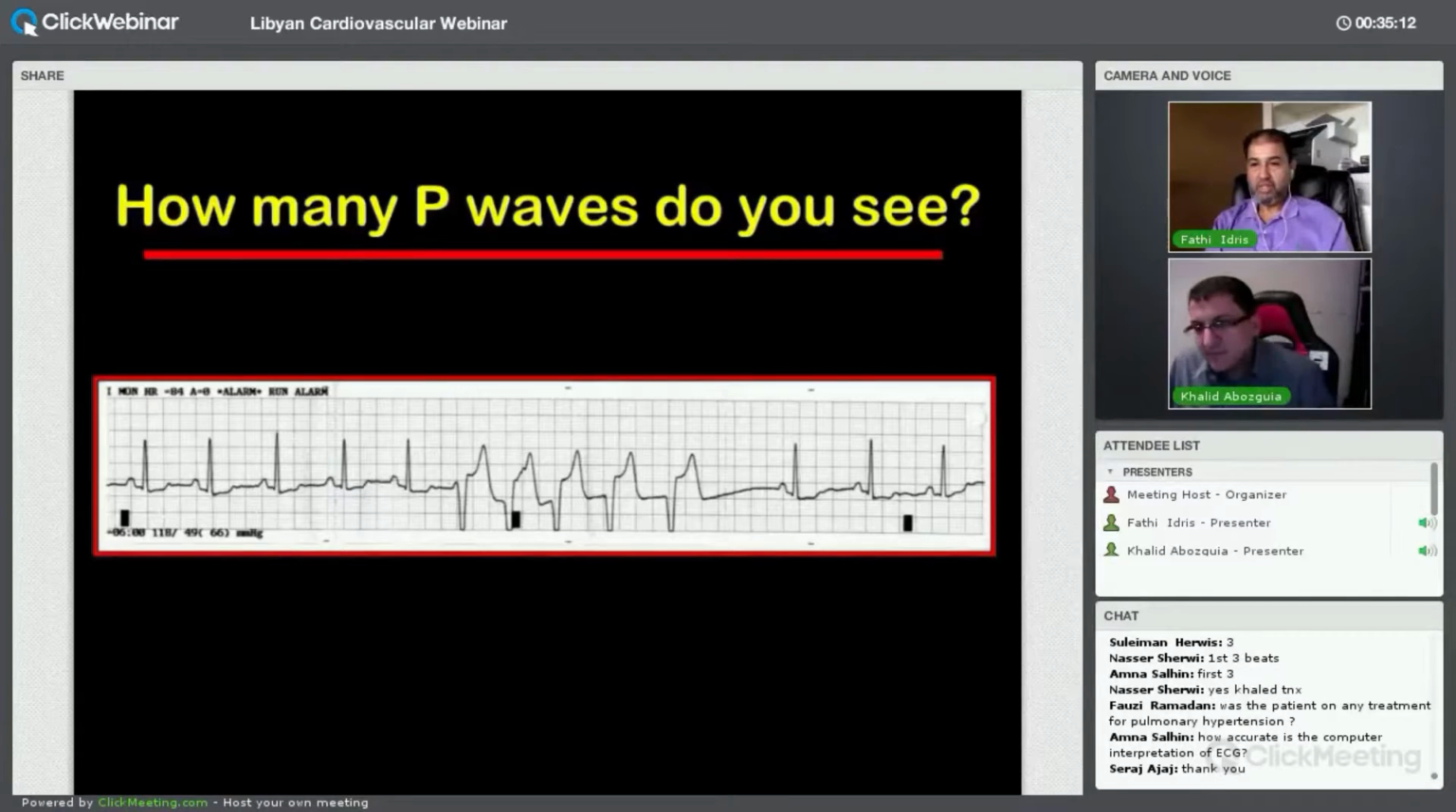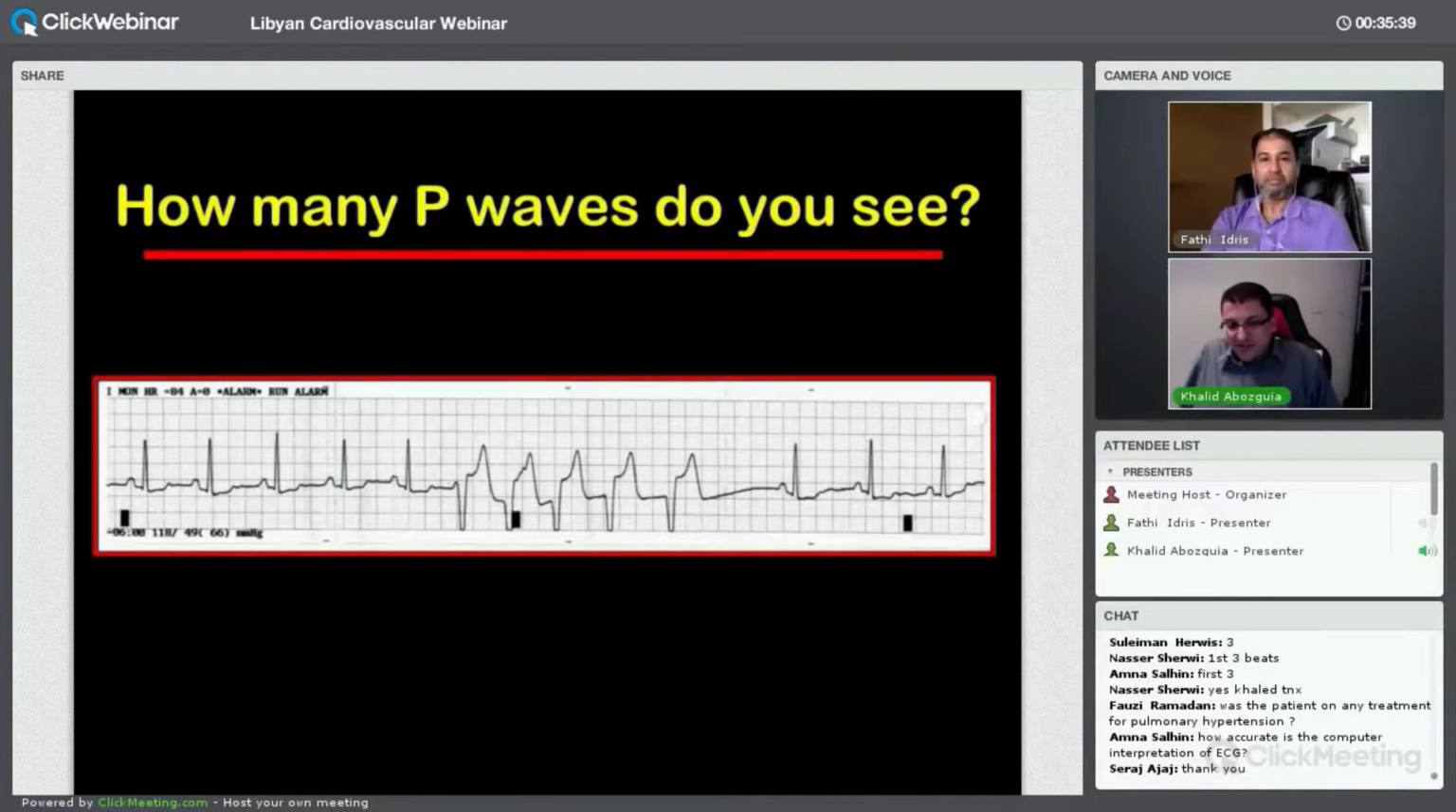The question is, how accurate is the computer interpretation of EKG? Good question. You want to take this, Khalid? I would like to make a comment, Fatih. I never trust the machine. However, I have to be honest with you, it depends which machine you buy. While I was working in Cleveland, the machine is pretty good, but I never rely on it.